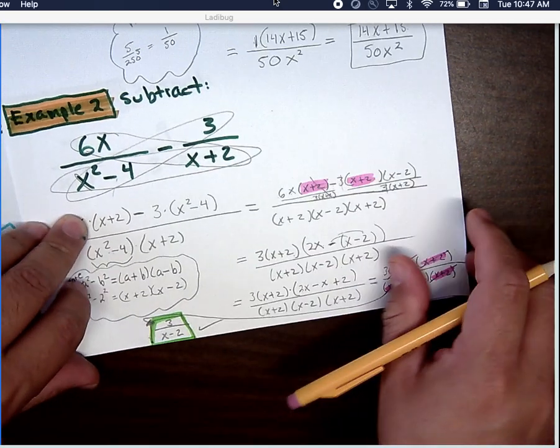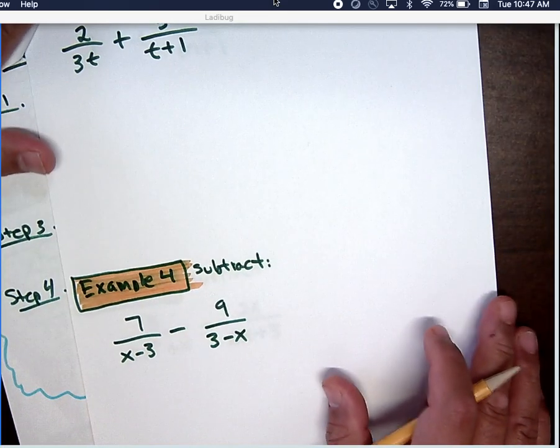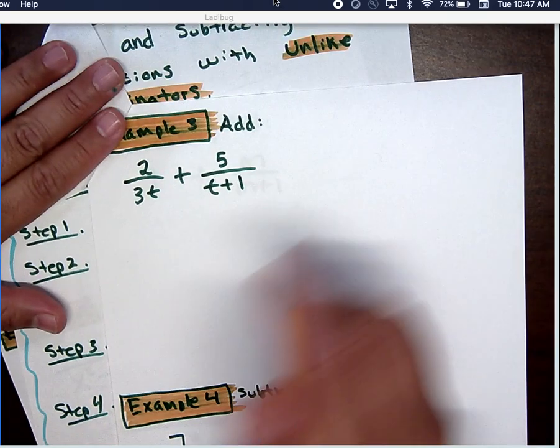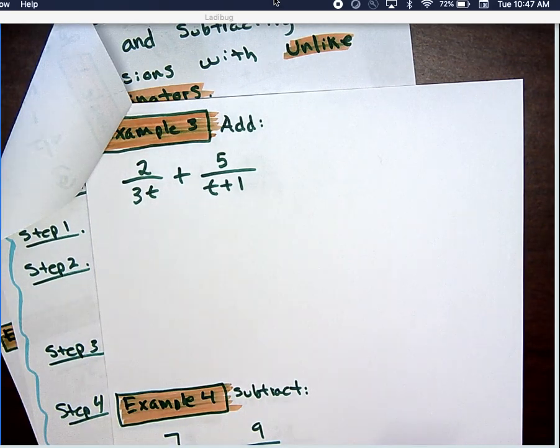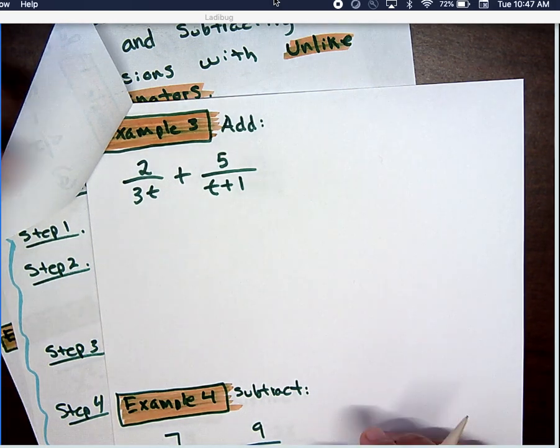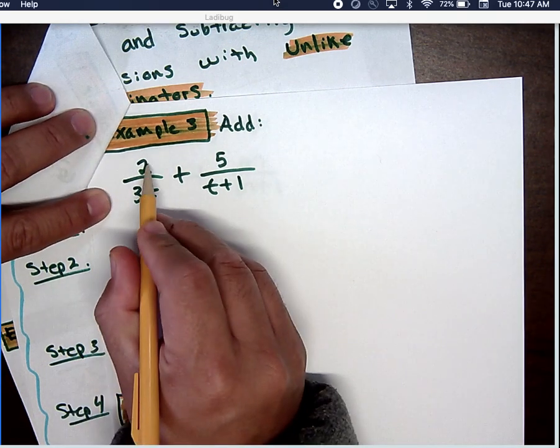Okay, so let's move on. Let's do this one. Now we're adding. It looks a little bit simpler than the other one. But let's see. It says here add. That's all we're doing. So let's do the butterfly.